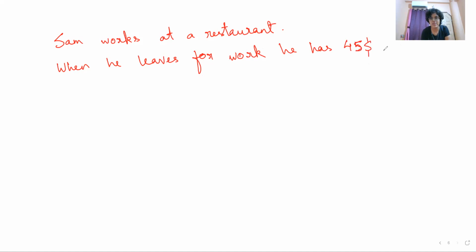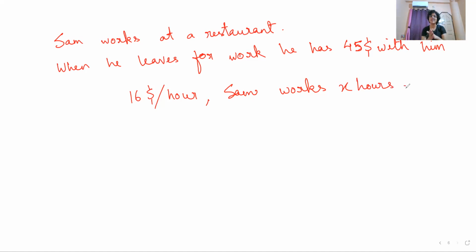Now he works at a restaurant as a waiter and he gets his pay on an hourly basis. So for each hour he works, he gets his pay. And his pay is $16 per hour, right? And Sam works X hours for this day. Now, how much money would Sam have with him at the end when his work shift is over? Let's say we denote that as Y. Y is the total money he would have with him, right?